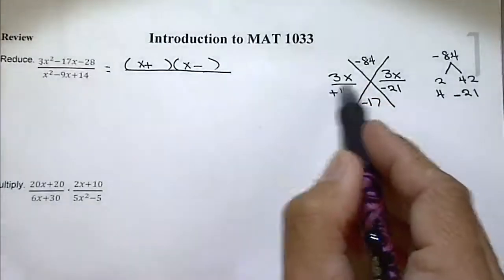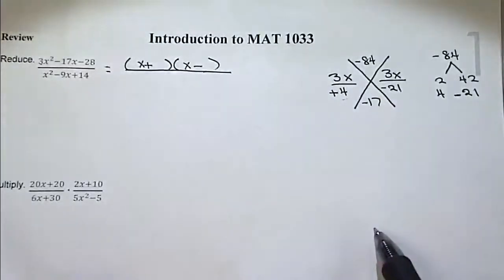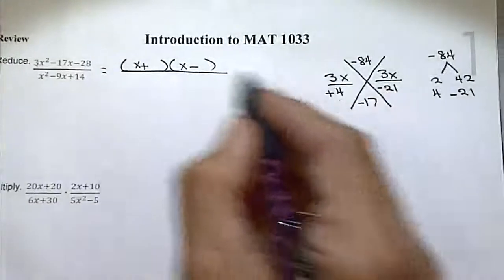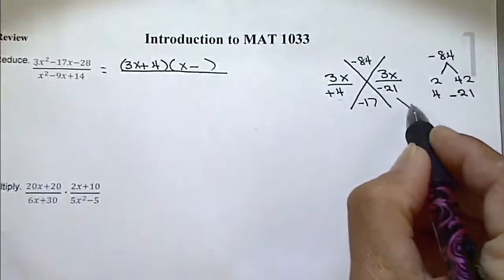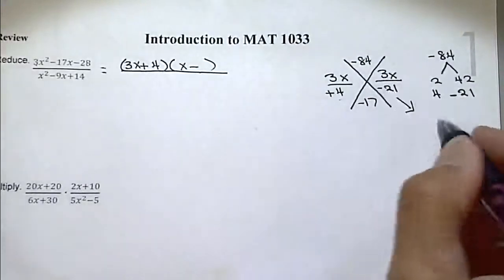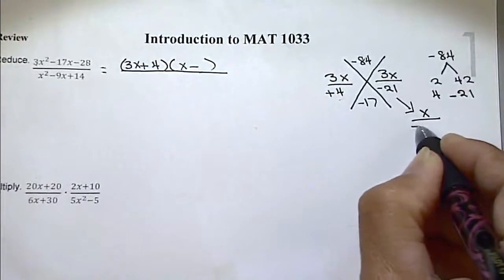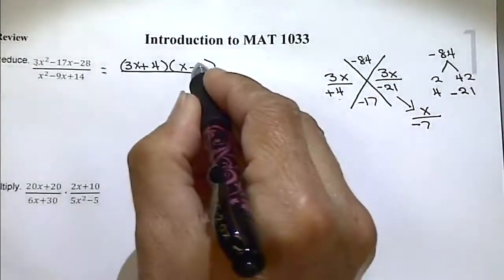That's why we put this as a fraction, so that we can reduce it if we need to. We have 3x plus 4, and I can put that one over here. And this one is going to have to reduce for me. I can divide both of those numbers by 3, so I'd have x over a negative 7. So that would be x minus 7.